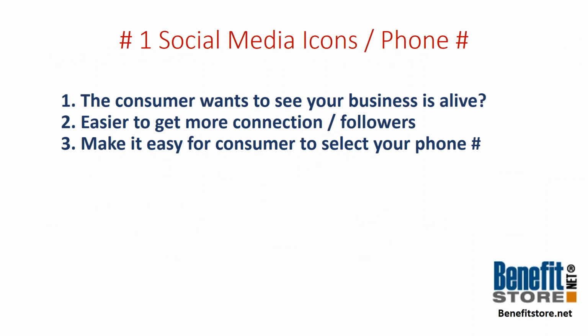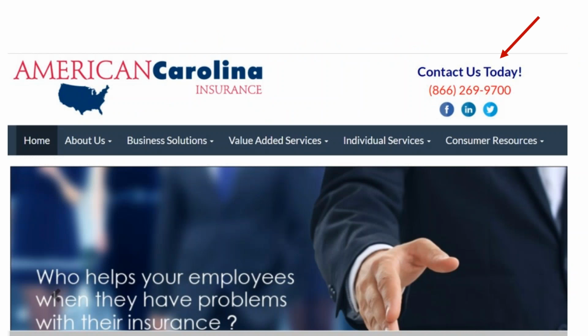So the first thing that's really the most important that I find a lot of independent agents, for whatever reason, don't have on their site is their social media icons. Obviously, you want to have those icons in the upper right-hand corner of your site along with your phone number. So here's kind of a quick example. And basically there's three very simple reasons you'd want to have them here.